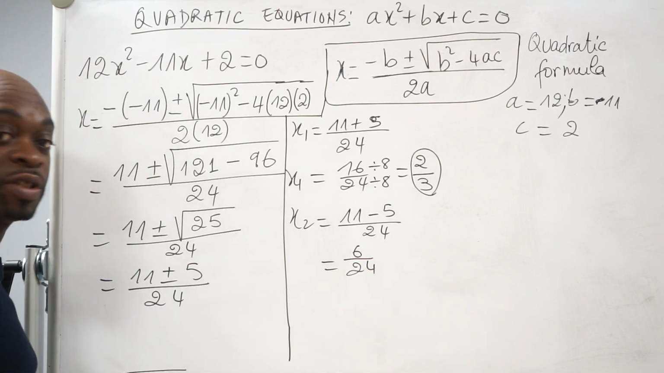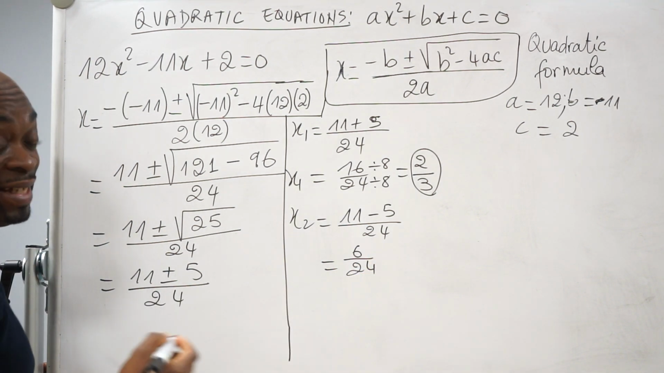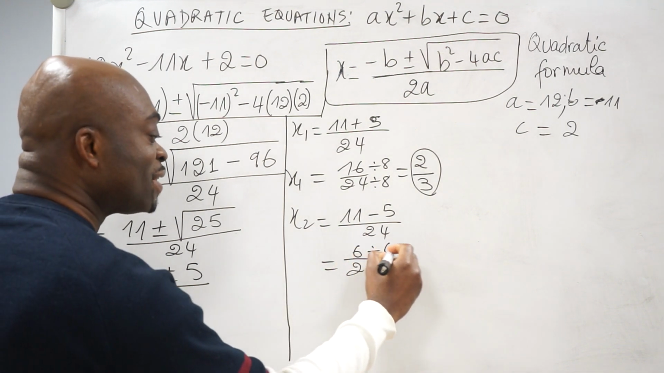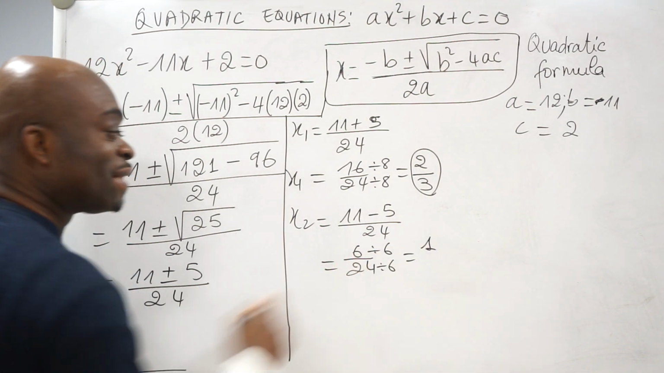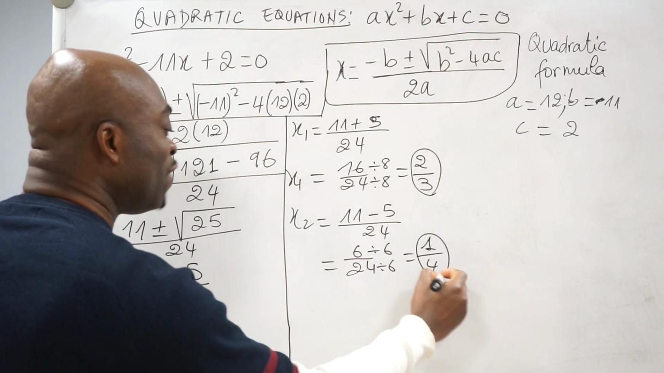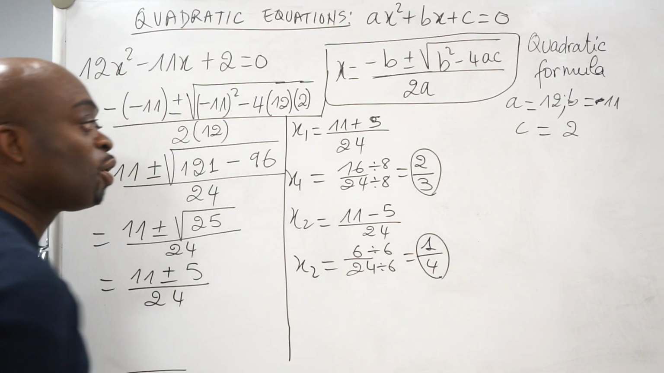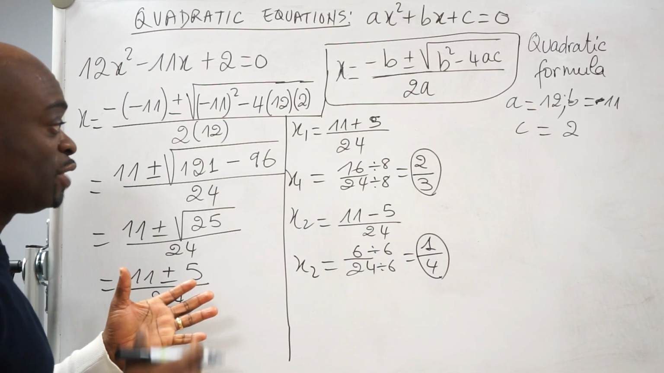And then what's happening to 6 and 24? What's the number that can go into both numbers evenly? It's 6. Because 6 can divide 6 itself, and 24 can divide 6 as well. So 6 divided by 6 is 1, and 24 divided by 6 is 4. So you end up with x2, which is a quarter. So this is what you get, for example, for these two answers.